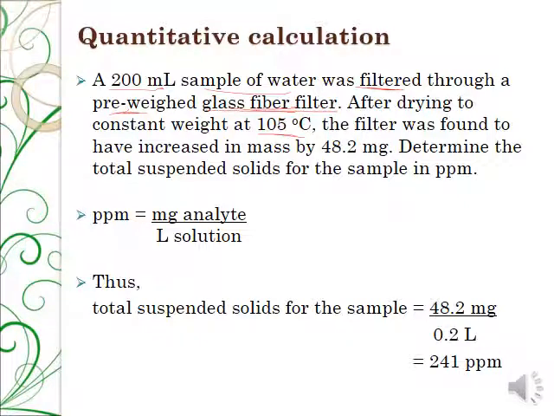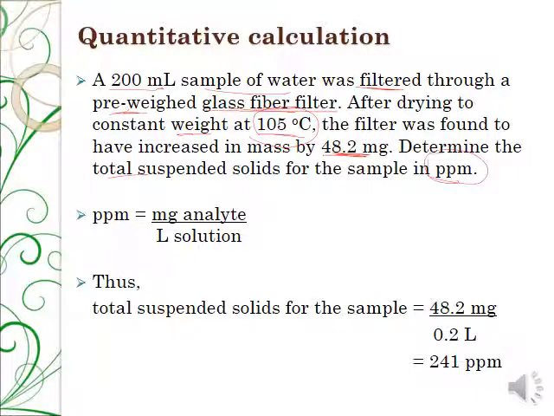The drying is conducted at 105 degrees Celsius. The weighing process is conducted after it cools down. You have to let it cool down first, then you weigh. So the filter was found to have increased in mass by 48.2 milligram. Determine the total suspended solid for the sample in ppm.